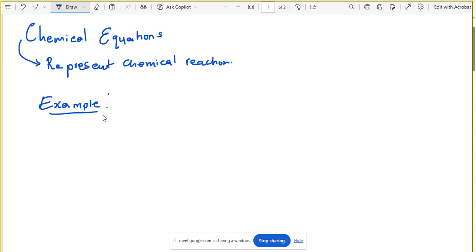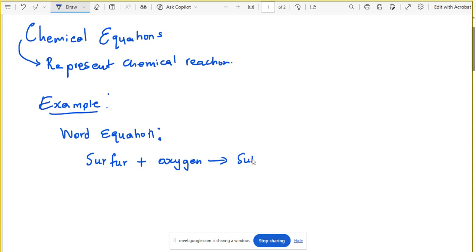One thing you're going to find in an exam, they'll give you what we call a word equation. You need to be able to transfer from a word equation to a chemical formula equation. In the word equation, we are saying that sulfur will react with oxygen. When sulfur reacts with oxygen, we use an arrow in a chemical equation to show the product, okay? So the product will be sulfur dioxide.